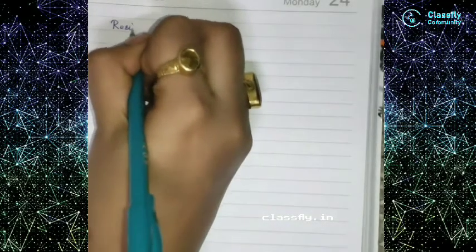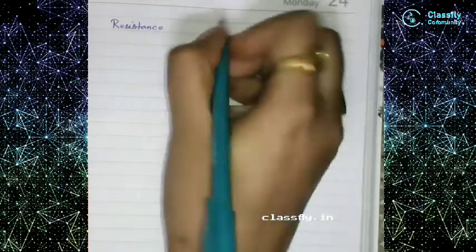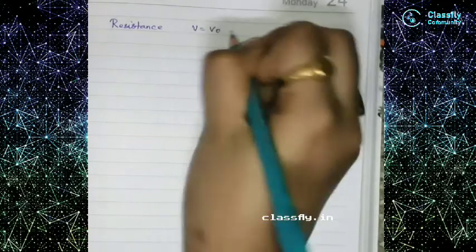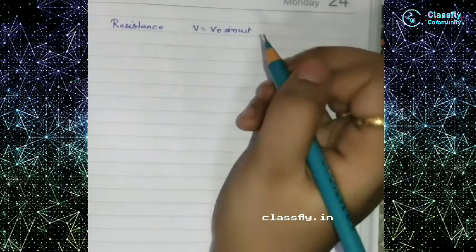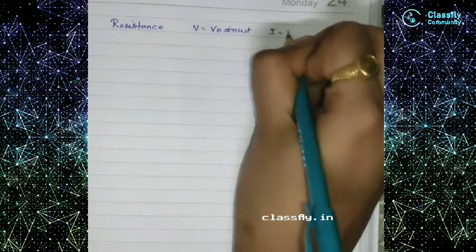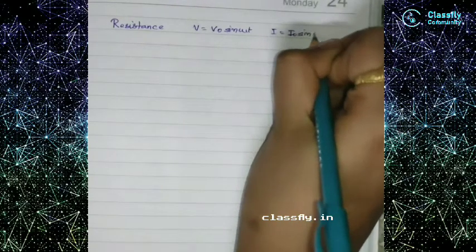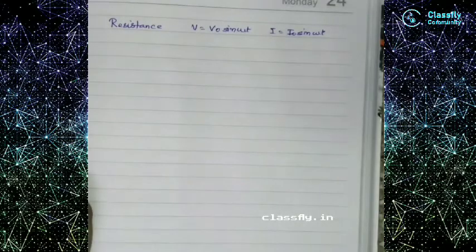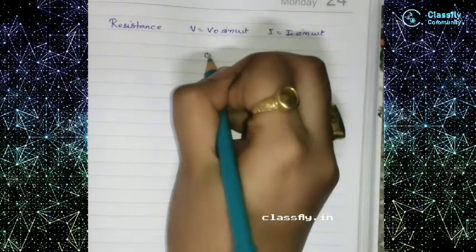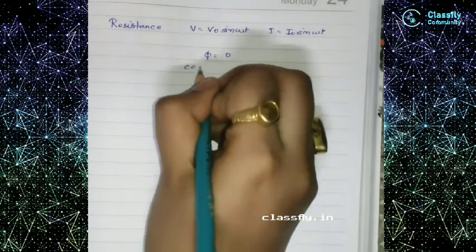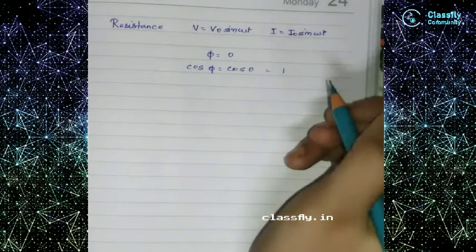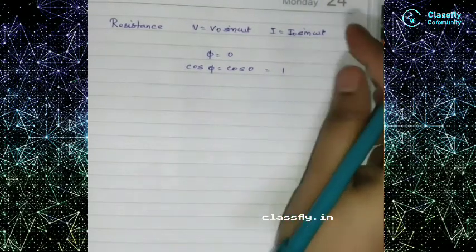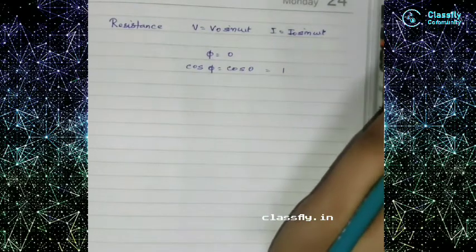resistance, we know that V is equal to V naught sine omega t, right? And I is equal to I naught sine omega t. So here there is no phase difference. So our phi will be equal to 0, right? That means our power factor cos phi, which is cos 0, will be 1. That means it is unity factor. That is, the power factor is unity.